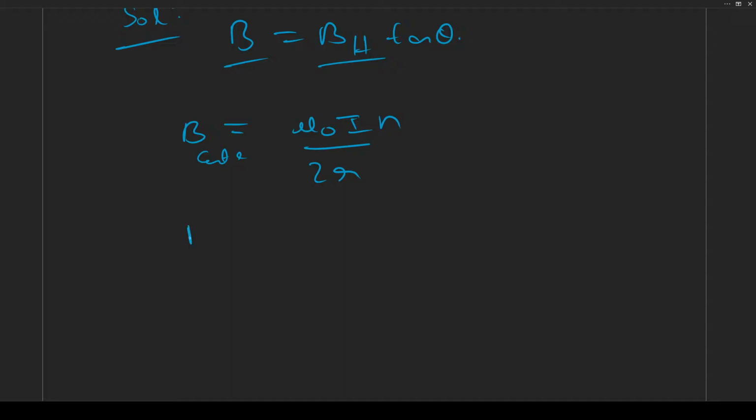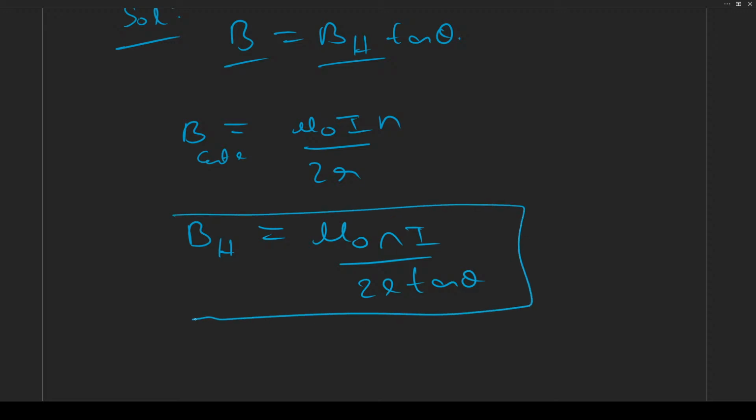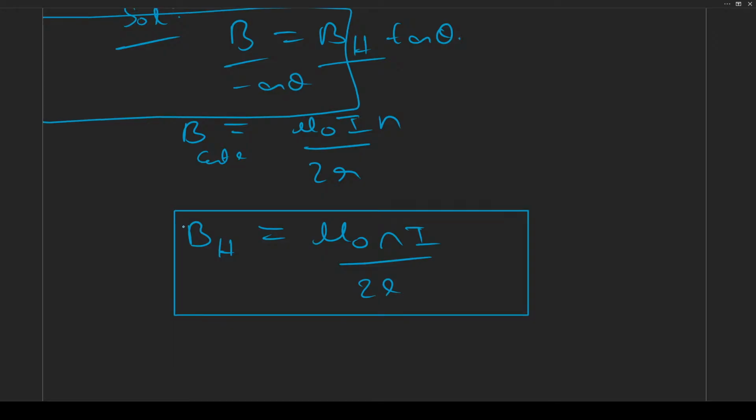Now, if you want to find the Earth's magnetic field, we will get it as BH, which is equal to, from this equation, mu naught Ni by 2r tan theta. This is the equation to find the Earth's horizontal magnetic field component.